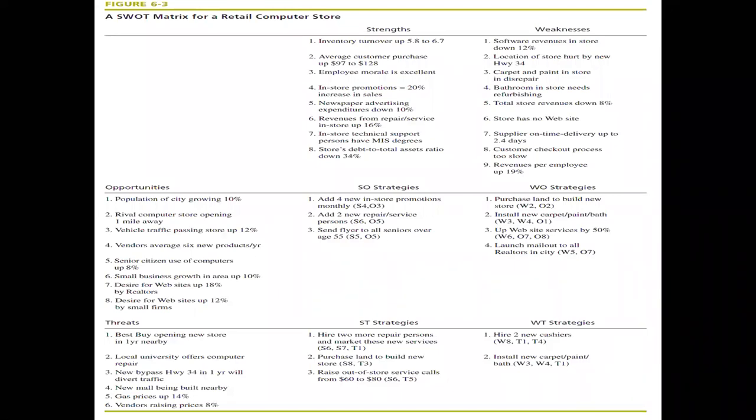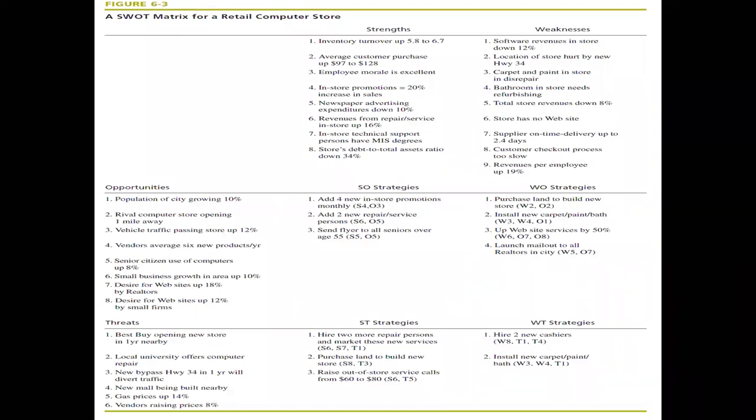Okay. So now let's look at the WO strategies. In WO strategies, we are using the combination of W2 and O2. The W2 is location of store hurt by new highway 34, and O2 is rival computer stores opening 1 mile away. Now, having a combination of these two, the strategic option the computer retail store is having is purchase land to build new store.